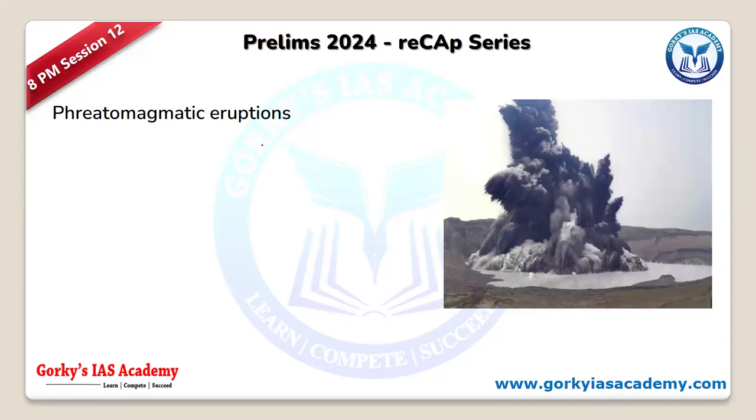Then phreatomagmatic eruptions. So what are they? Why is it in news? Either in Iceland or somewhere like Japan. It has recently erupted. Usually Iceland, and recently Japan had it in Ogasawara Island.